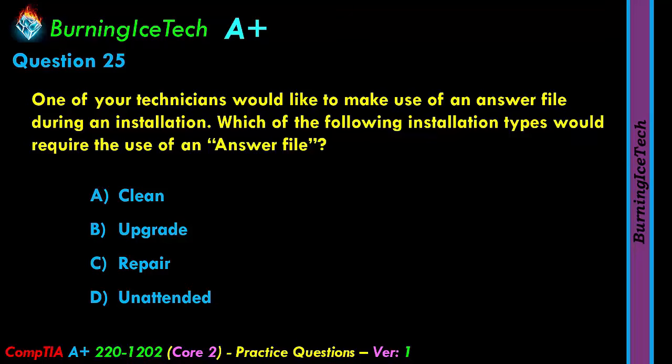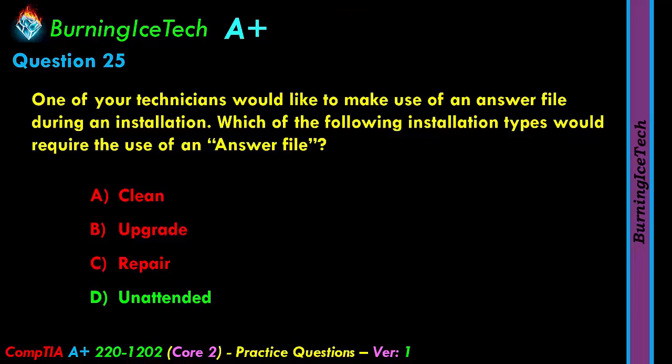So in the exam, folks, if they ask you which one of the following is an example of an answer file, look for the one that's got an XML extension, regardless of its name. But in this specific instance, when we say which one of the following installation types would require the use of an answer file, it's going to be an unattended installation, which means there's some level of automation involved. If it's a clean installation, that doesn't tell us much.